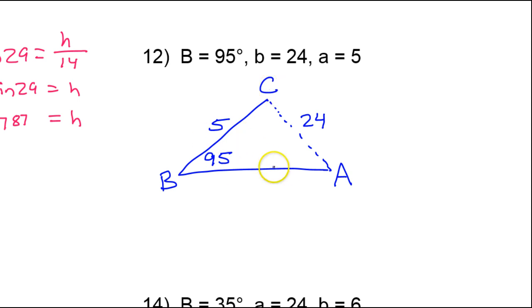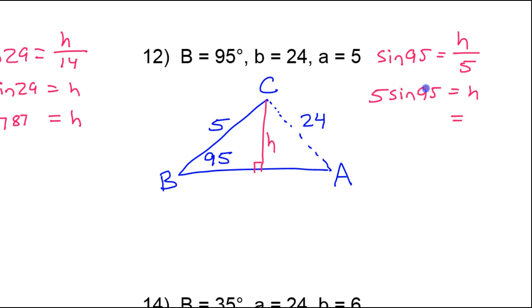We have to ask ourselves, will this make a triangle at all? To see if this swing side will reach, we need to calculate the height by finding the sine of this angle. So the sine of 95 will equal opposite over hypotenuse. So that's h over 5. Multiplying both sides by 5 gives me 5 sine 95 is equal to the height. I'm just going to plug that in my calculator real quick. 5 sine 95. I'm getting 4.98. That's the height.